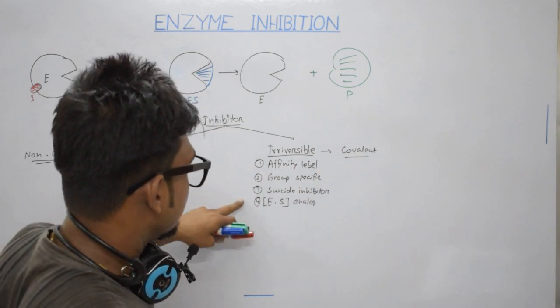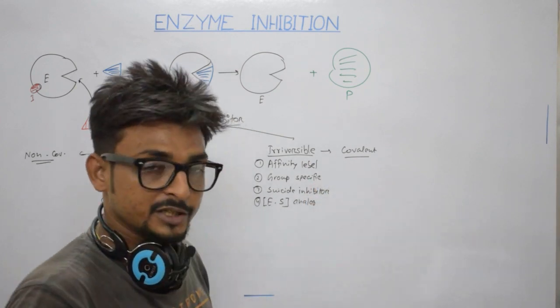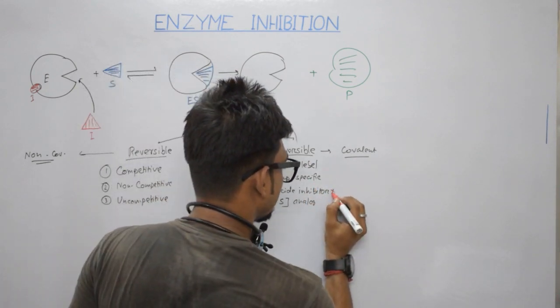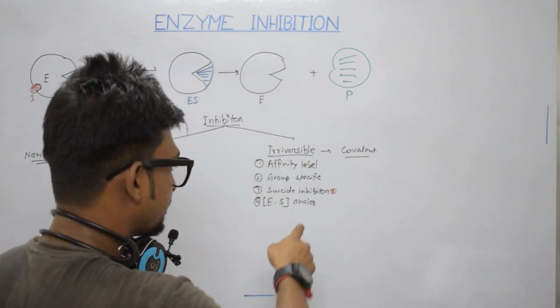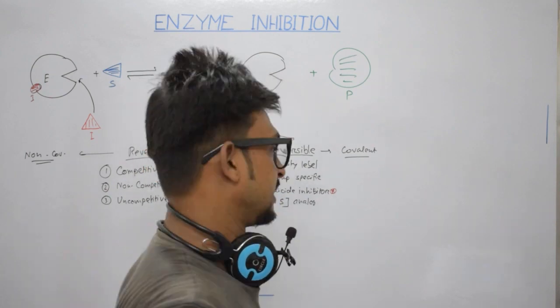Okay, and here we can see different types of categorization: affinity level, group specific, and suicide inhibitor. That is the most important for exam purposes. For exam purposes, this particular suicide inhibitor is the most important. We will see in detail.